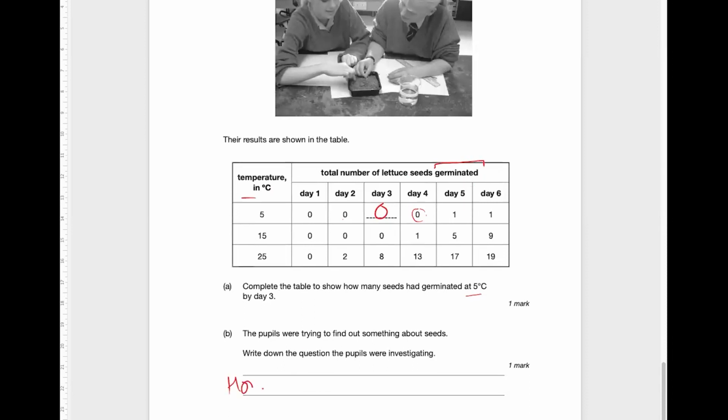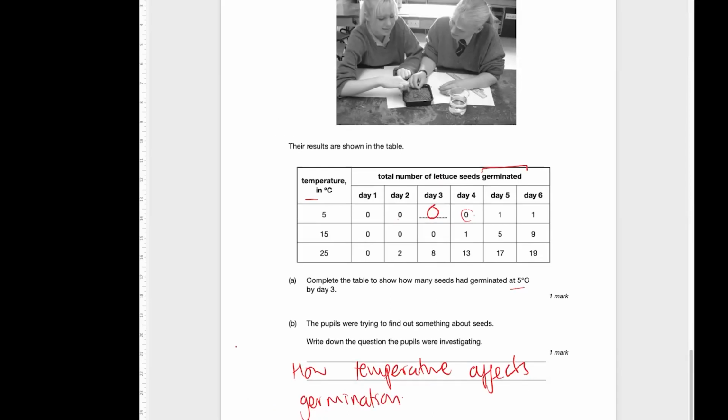Okay, so it's to see how temperature affects germination. Okay.